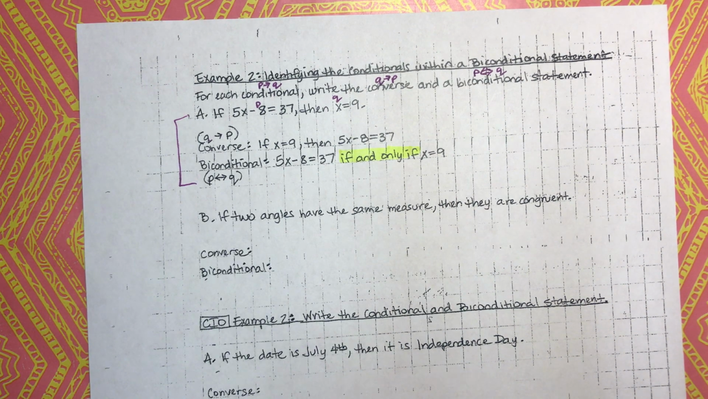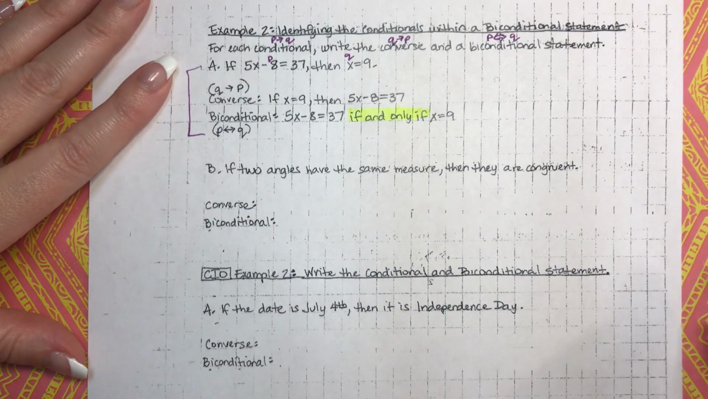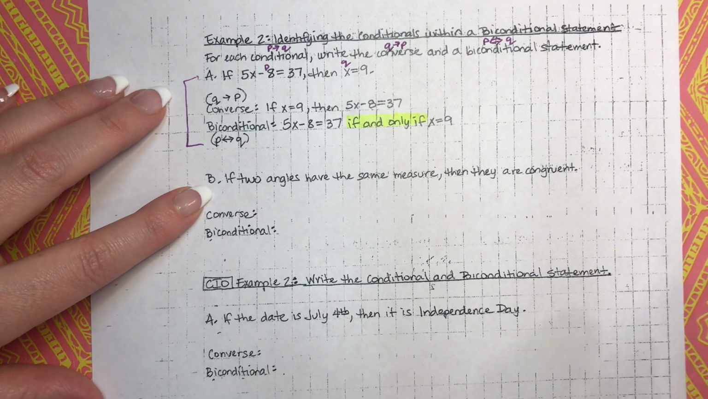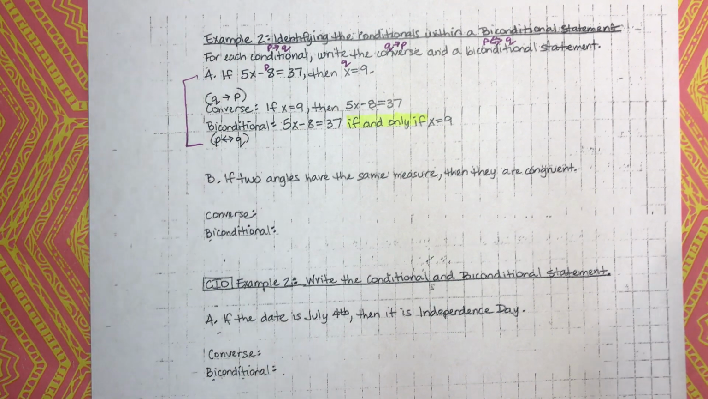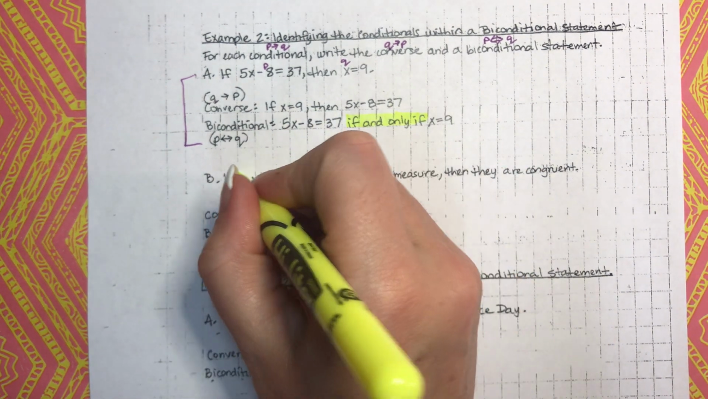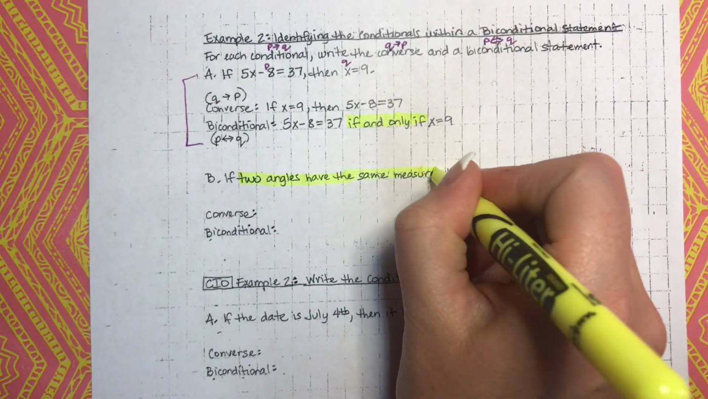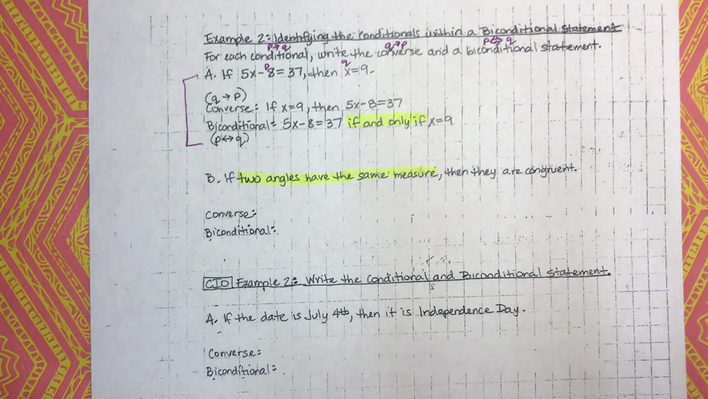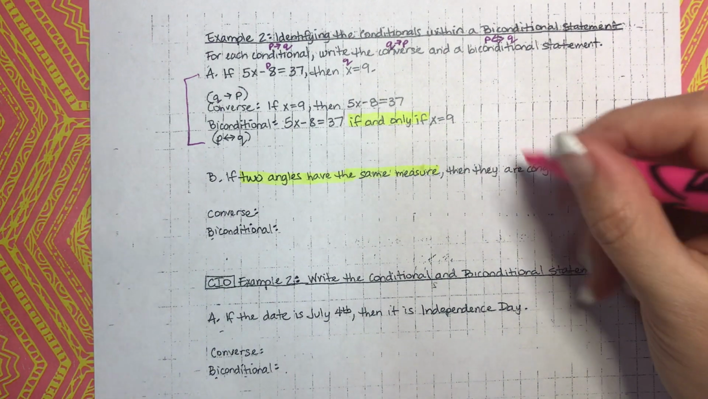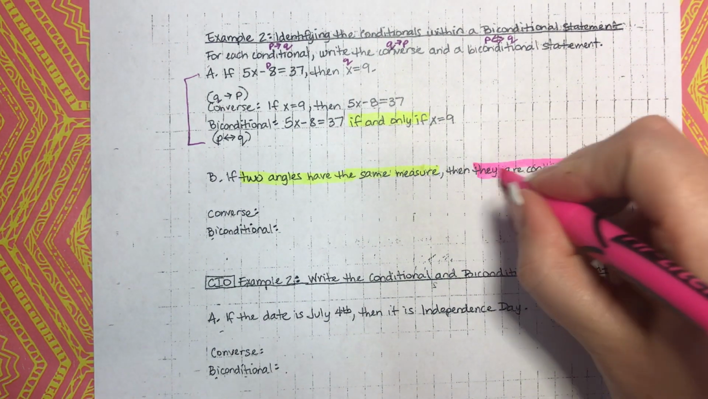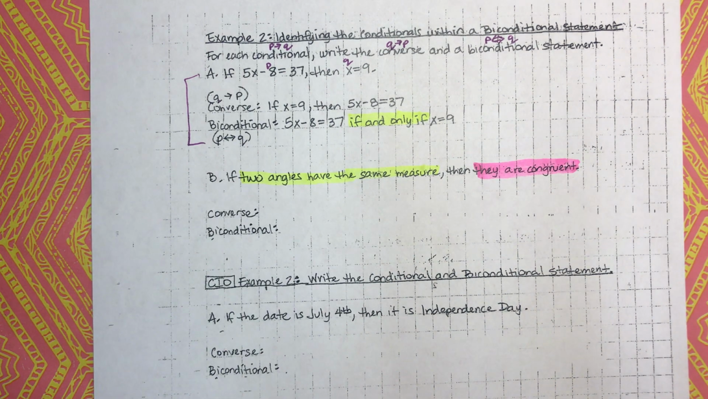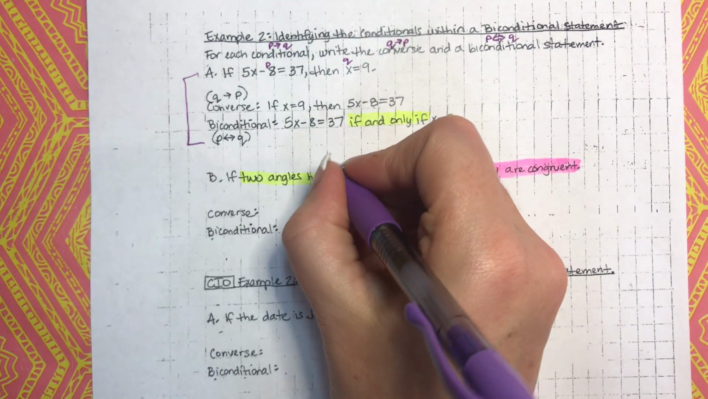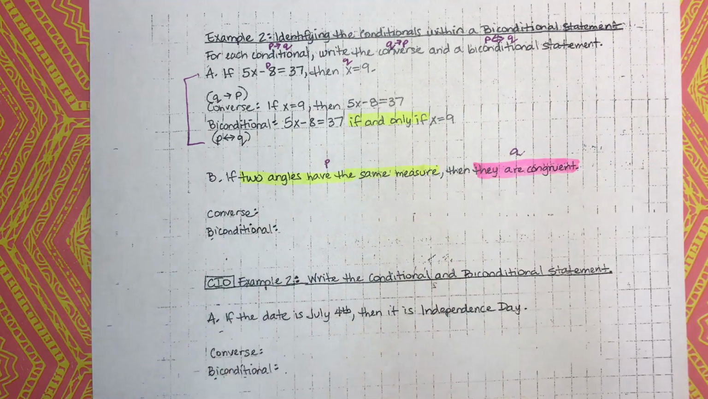So let's do this one, B. It says, if two angles have the same measure, then they are congruent. So this is my hypothesis right here. Two angles have the same measure. That's my hypothesis. My conclusion, they are congruent. Okay? This is my P. This is my Q. The first thing I have to do, write the converse.